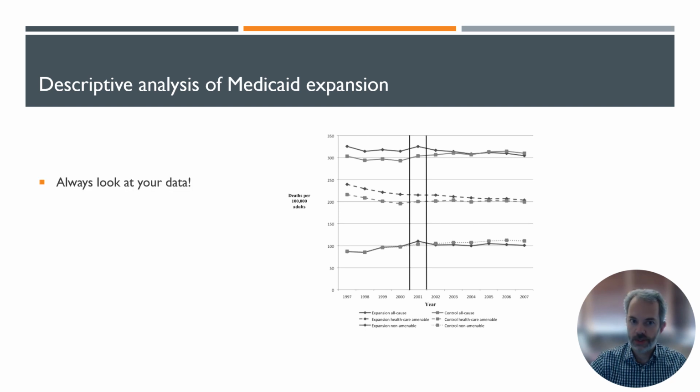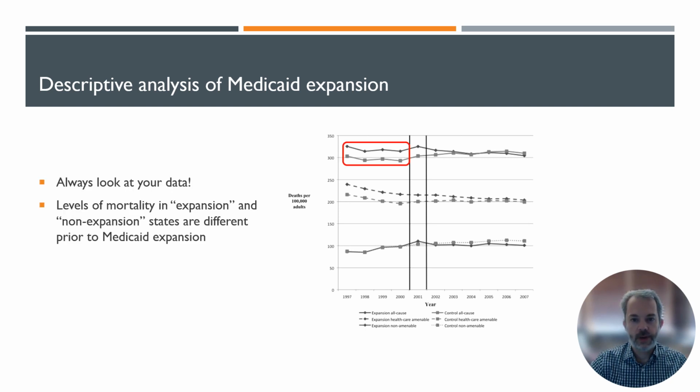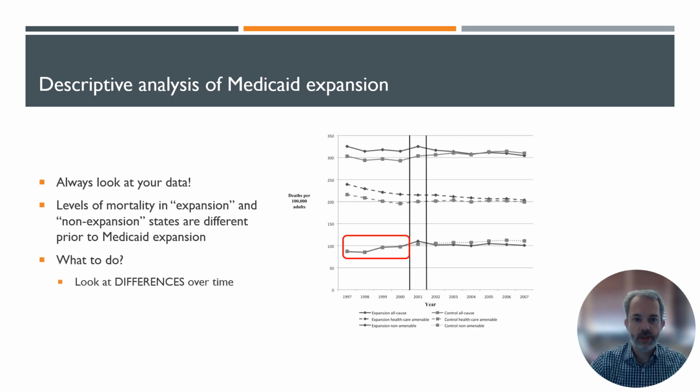First, always look at your data. In this figure, expansion and non-expansion states are in different trends before treatment, which took effect in 2000 and 2001 in this example. So what can we do about this? The big thing people do is they look at differences between the treatment and control groups over time. In this case, those differences are trending slightly upwards, but in general, flat.